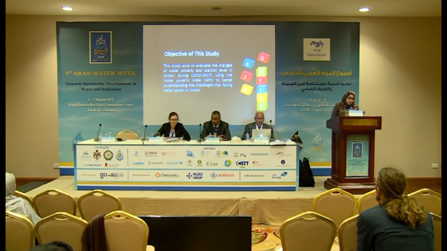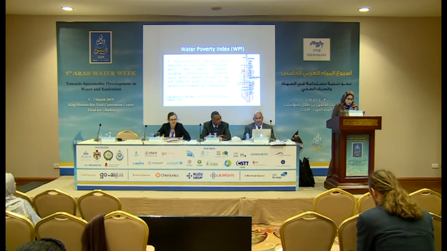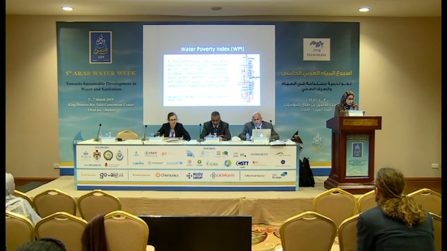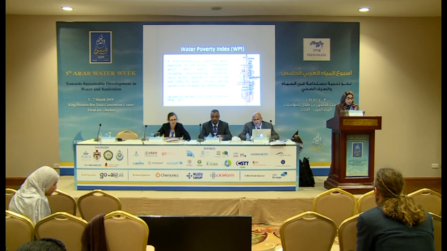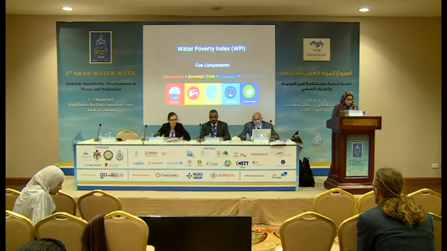So this study comes up to evaluate the change of water poverty and scarcity level in Jordan during the period from 2010 to 2017 using the water poverty index, to better understand the challenges that face the water sector in Jordan. Water poverty index is a multi-dimensional approach which examines all the various components that affect water availability, including environmental conditions, social factors, the capacity of users to pay and look for water service, and the various uses of water by the community.